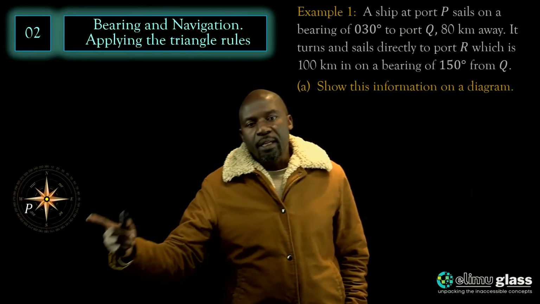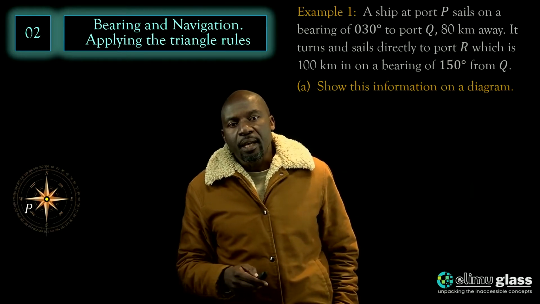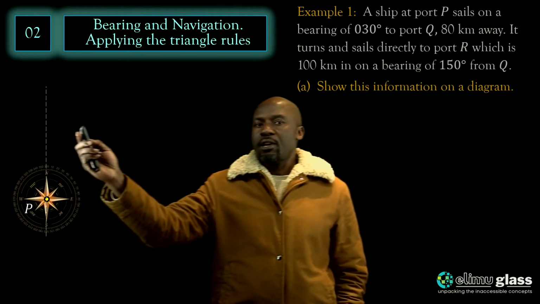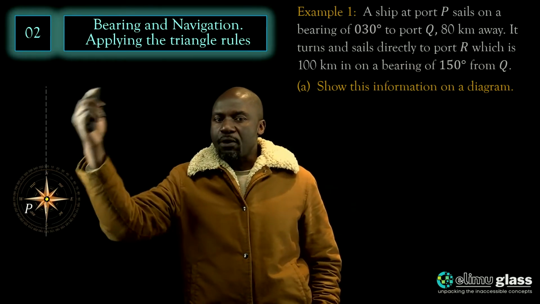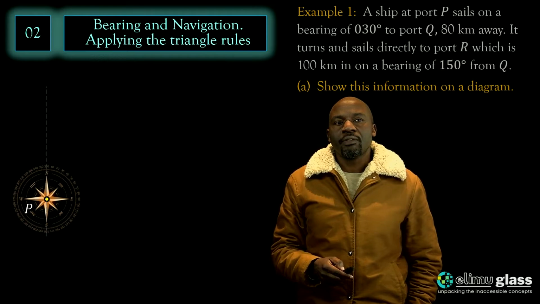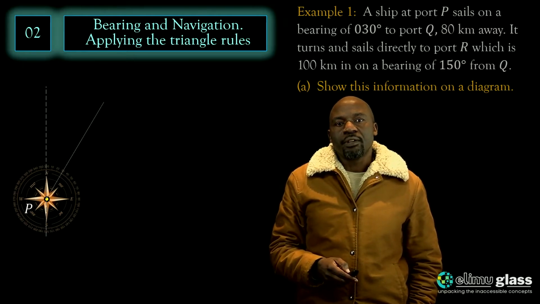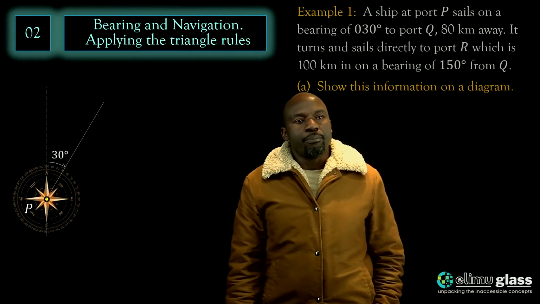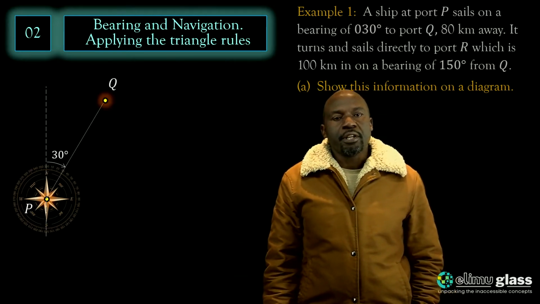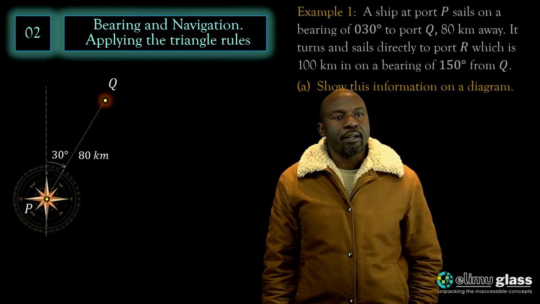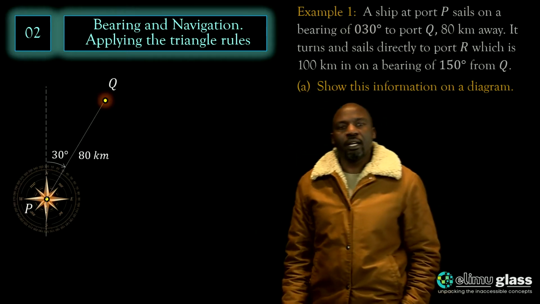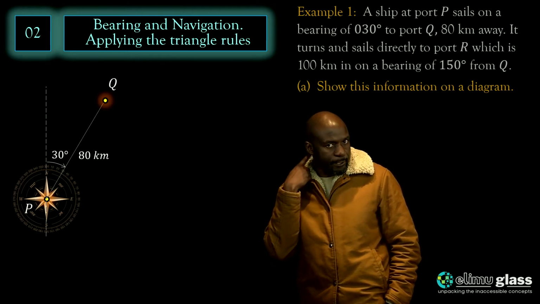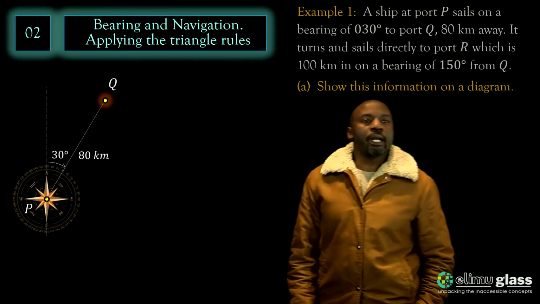And I will mark a true north there. That will represent my true north, and all angles will be measured from true north. So we want 030, an angle of 030 there to point Q, and point Q is a distance of 80 kilometers away. So we have shown point Q on a bearing of 030. That's 30 degrees there.